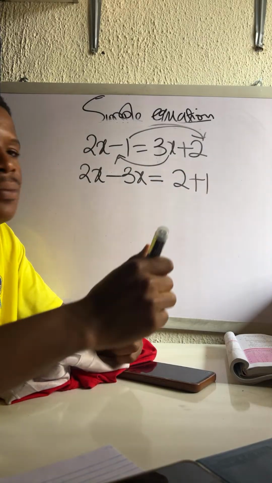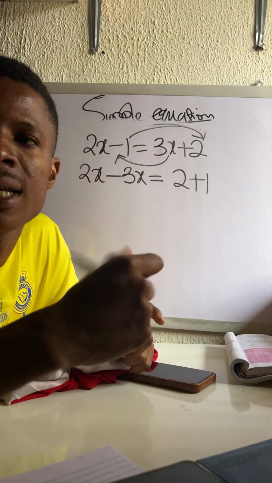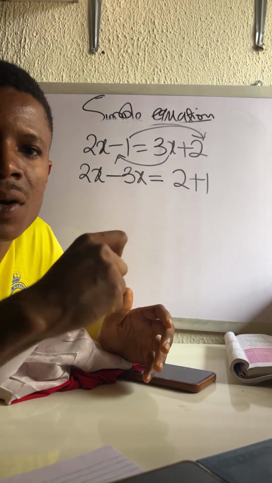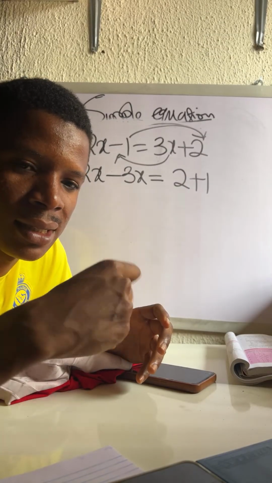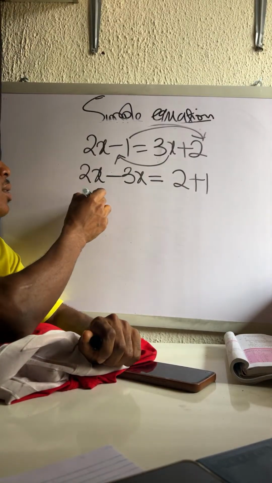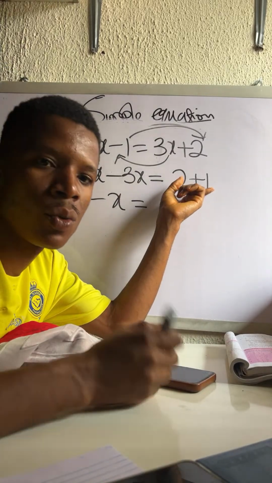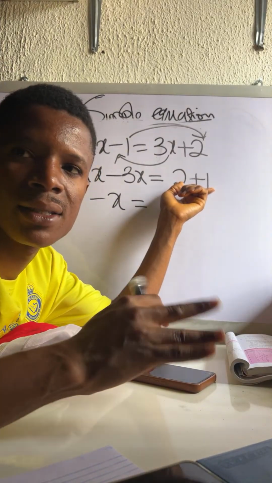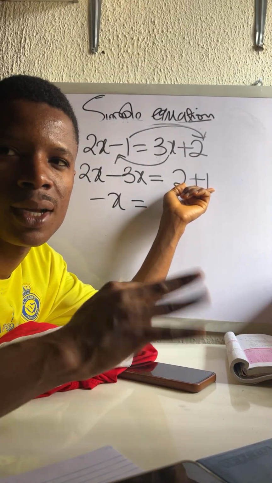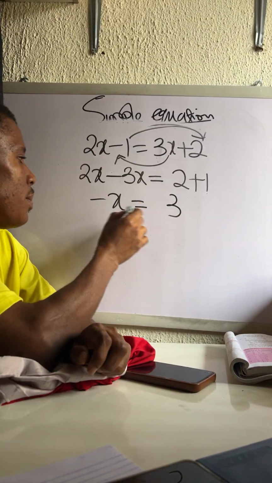Thank you, positive 1. So when we do 2x minus 3x, what's 2x minus 3x? If you know, comment in the chat. 2x minus 3x is minus x, and that's equals to, what is the value of 2 plus 1? 2 plus 1 is 3, right? Good. Thank you for commenting.